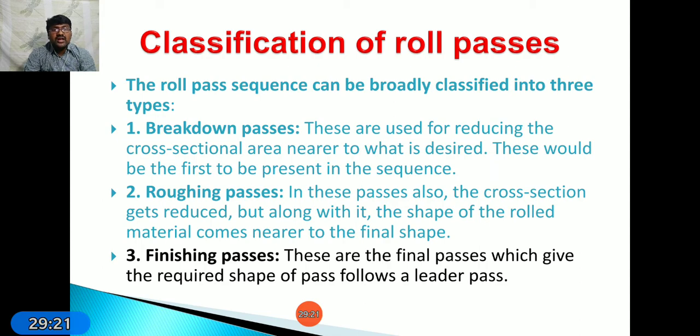Next, the roughening process. In this process also the cross section gets reduced, but along with it the shape of the rolled material comes nearer to the final shape. In the previous diagram we have already seen the cross section is square and the final cross section is circular. We have to change the dimension, shape and size in this roll process. Next, coming to the final stage, that is the finishing process. These are all final passes which give the required shape of the pass, followed by a leader pass.